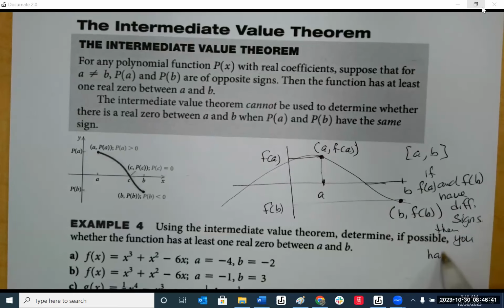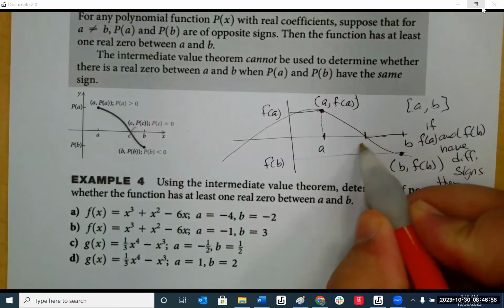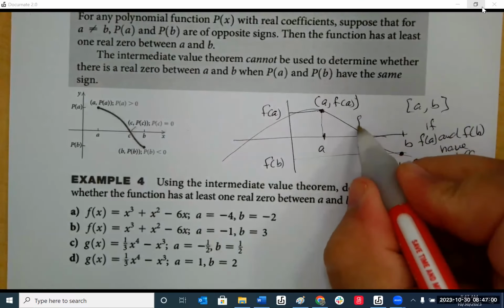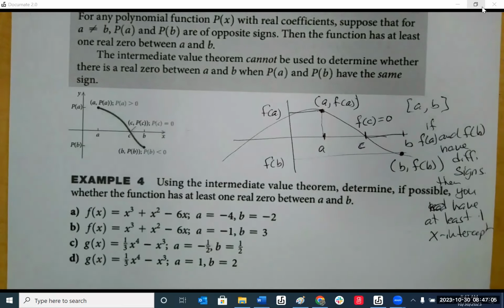then you have at least one x-intercept. That's what it tells you. What it says is there's a point in there, we call it C, where if you plug it in the function, it equals 0. That's what it tells us. It doesn't tell us how many or where it is. It just tells us it exists.